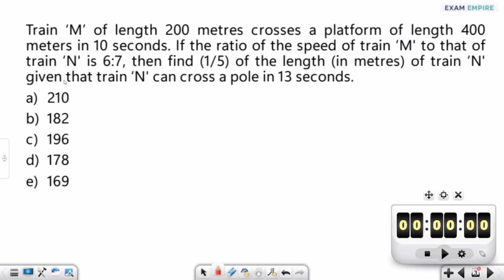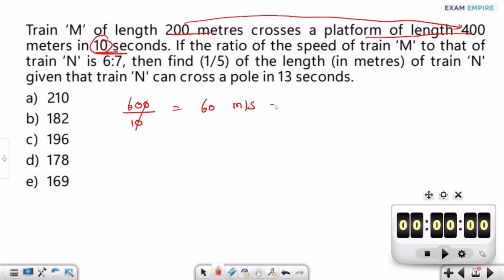So hope you have solved. Now let's try to solve this particular question. Train M of length 200 meters crosses a platform of length 400 meters in 10 seconds. So train length is 200 and platform length is 400. So total it is 600. So what is the time taken? 10 seconds. So distance by time is nothing but speed. So what is the speed of train M? So 60 meter per second is the speed of train M.